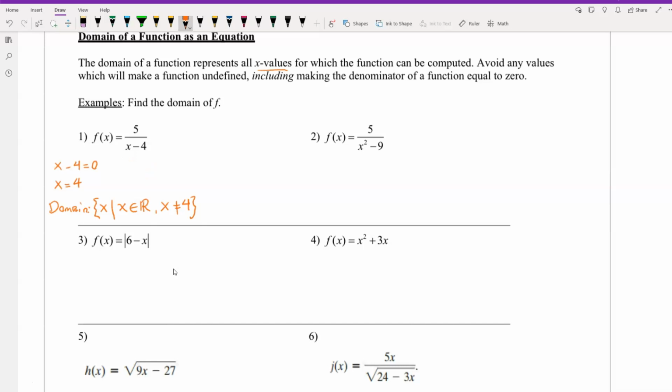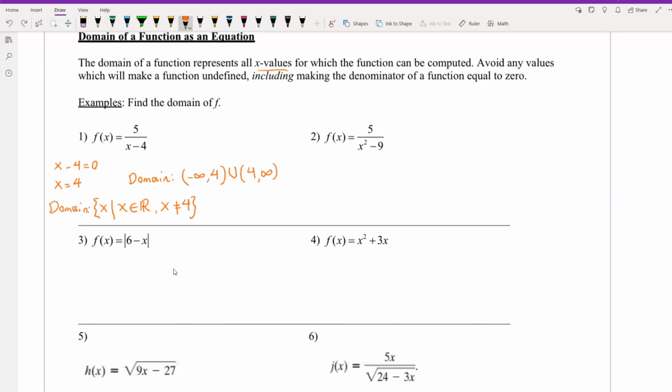But this is our domain, or we can write this way: from negative infinite to positive 4, use parentheses, union 4, positive infinite. When we have negative infinite, positive infinite, we always have parentheses, and because we cannot have 0 in denominator, x is not equal to 4, so here on this part we didn't use brackets, so we use parentheses to show that x is not equal to 4.